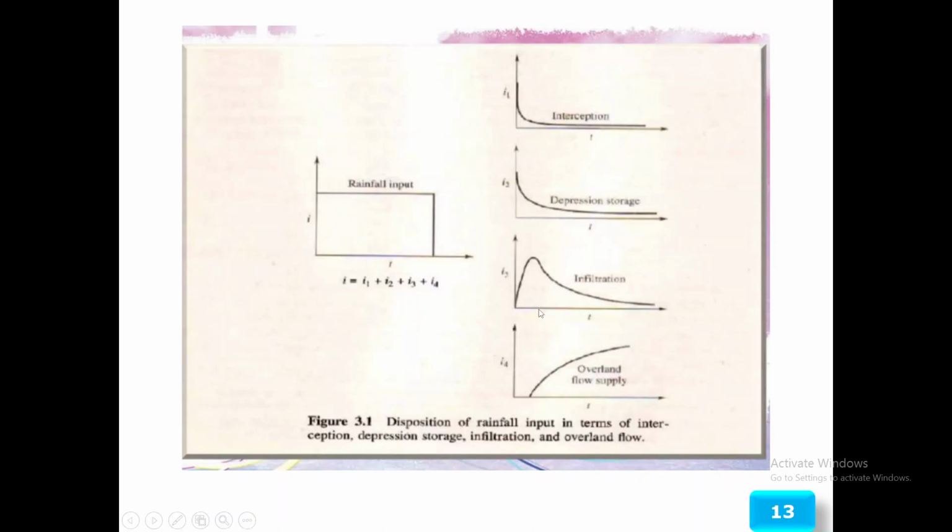See the rainfall interception graph, where the curve changes in different manners. The partitioning of rainfall input occurs in terms of interception, depression storage, infiltration and overland flow. Totally, we can add the frontal interception, so that is called rainfall input. See the interception, depression storage, infiltration and overland flow supply. This is based on the assumption that rainfall is sufficient to fully satisfy the storage capacity.